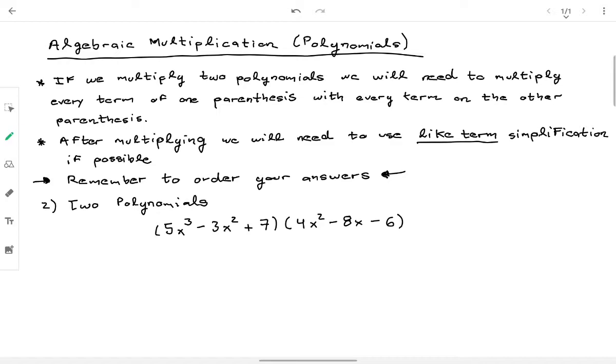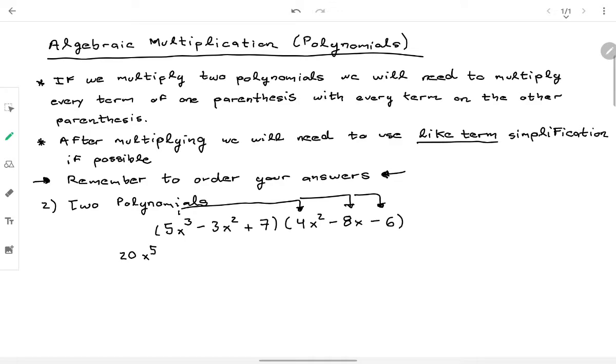So let's see. The first term that we have, 5x cubed, will multiply the first term, the second term, and the third term of the second parenthesis. In this case, you can do all the multiplications by mind, but you can also write them down, that's your decision. I'm going to do them by mind. In this case, 5x cubed multiplied by 4x squared. So it will be 5 times 4, it's 20. X cubed and x squared, it will be x to the 5th.